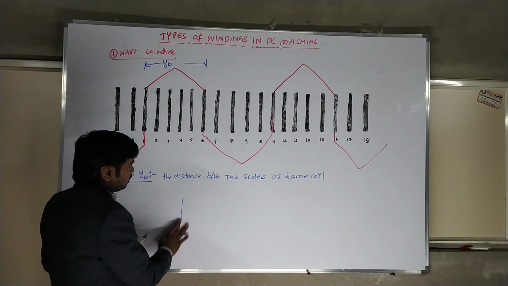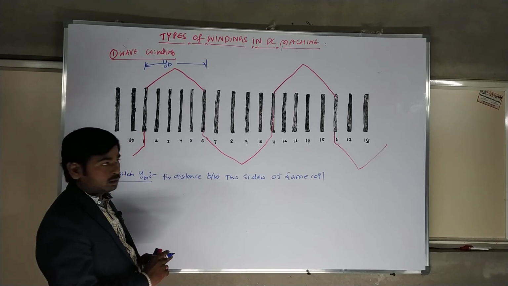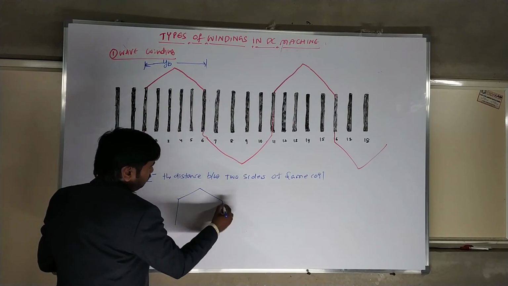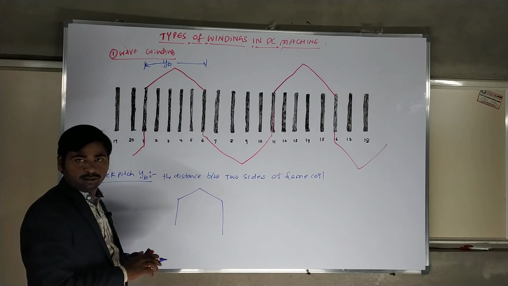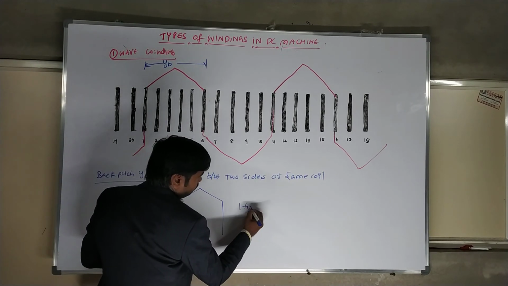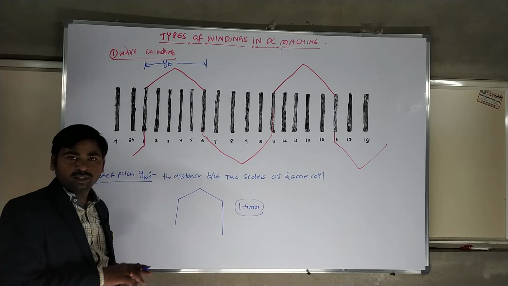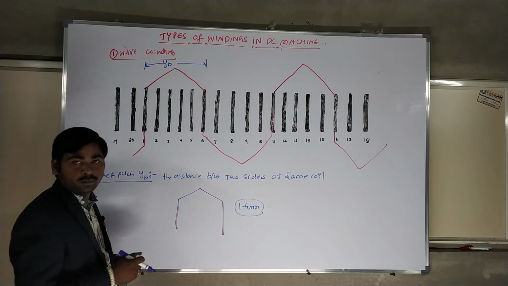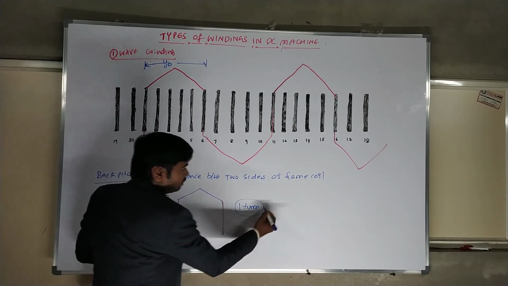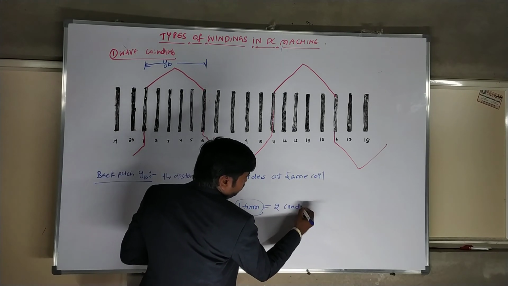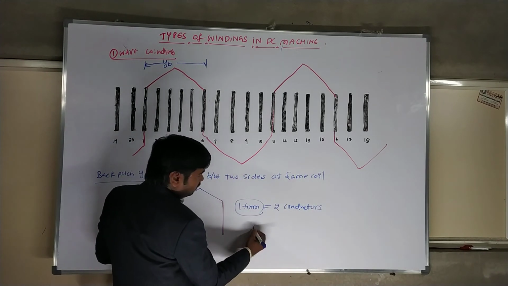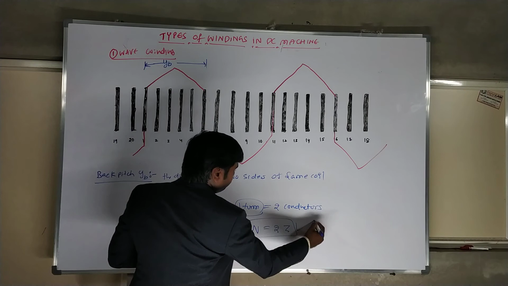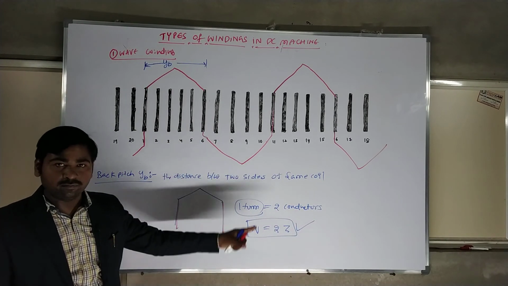Then a turn is nothing but the winding going and coming back over here. This complete setup is called one turn. How many conductors does one turn possess? This is one conductor, and this is also one conductor. One turn possesses two conductors. This is one of the important relations: the number of turns is equal to half the number of conductors, that is, the number of conductors is 2 times the number of turns.